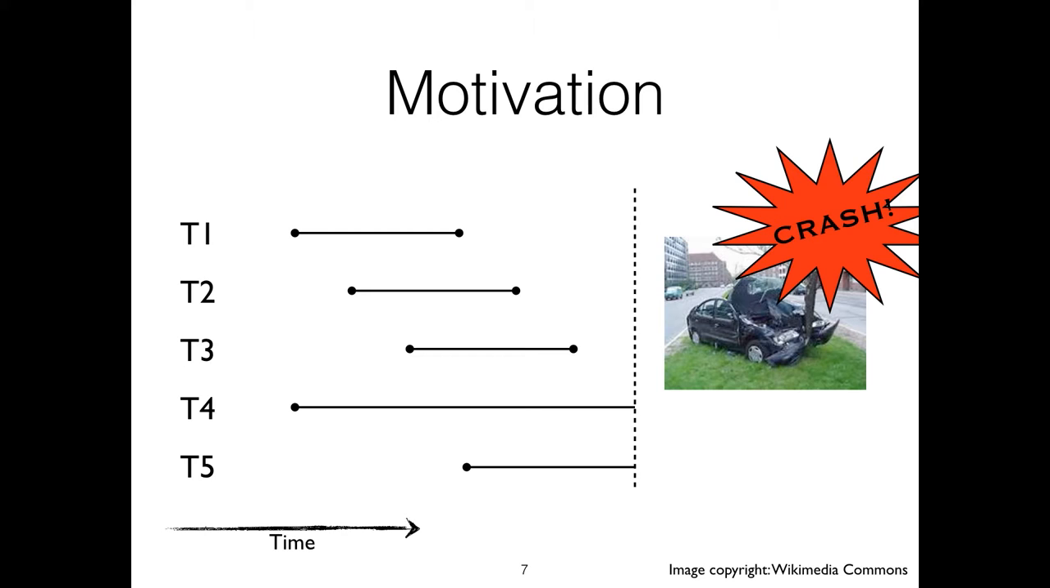Meanwhile, at the time of the crash, T4 and T5 are still running. So perfectly valid concern, but just as a matter of simplification, let's say that's not a concern here. Or let's say that the system has determined that, at least in the case of T1, T2, and T3, it's not a concern. So what guarantees in that, yeah?